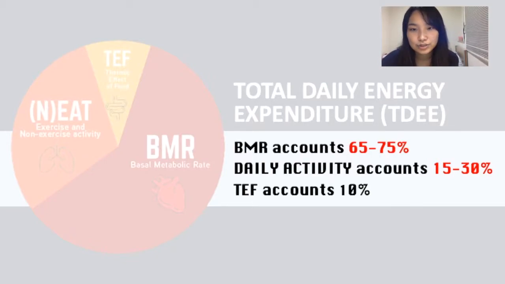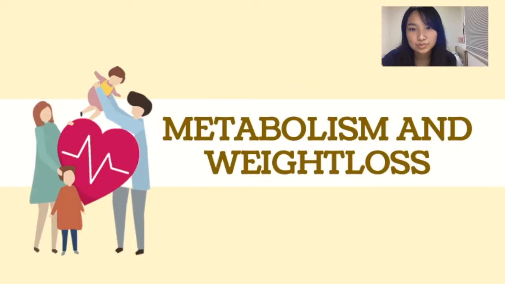Second thing to notice is that the data are shown in range rather than specific numbers, and this is because these numbers differ from person to person. And that is also why some people can just be eating a lot and still maintain their weight, but others cannot. And to see how, let's move on to its relationship with weight loss.